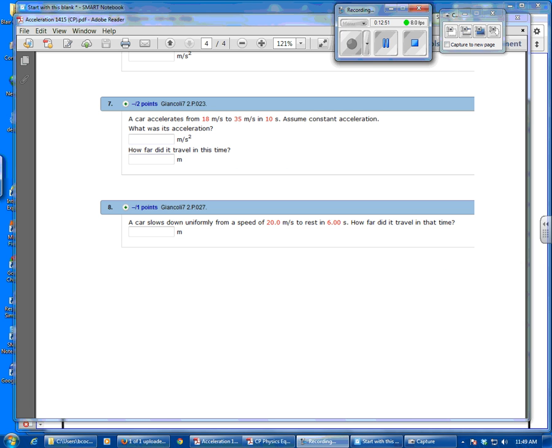All right. Number 7. Car accelerates from 18 meters per second to 35 meters per second in 10 seconds. Assume constant acceleration. What was its acceleration? How far did it travel in this time?